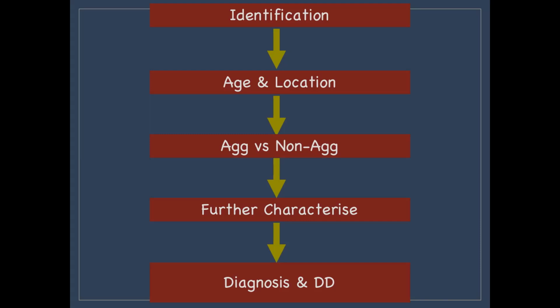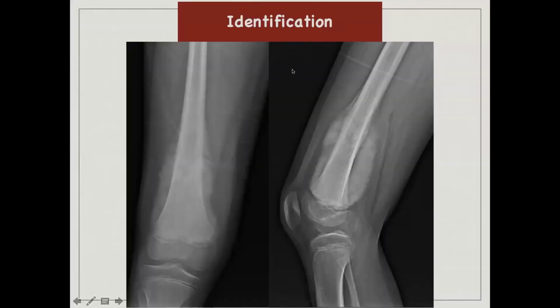Then the next step is to look at the location of the lesion. Following which you try to characterize the lesion as either an aggressive lesion or a non-aggressive lesion. Following which you try to further characterize the lesion so that you reach a diagnosis, right? So let's start following the same steps. The first step, this is a radiograph. We all can see that there is some extra sclerosis happening over here, some ossific stuff going on over here, with some soft tissue ossification as well. So we are very clear that this is a case which has an identified abnormality which we can see.